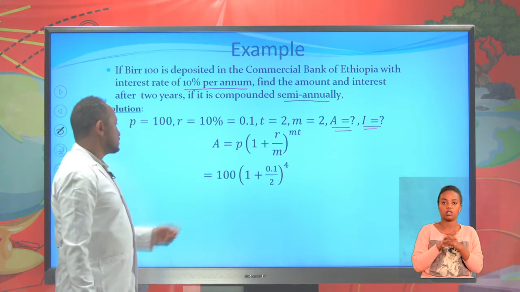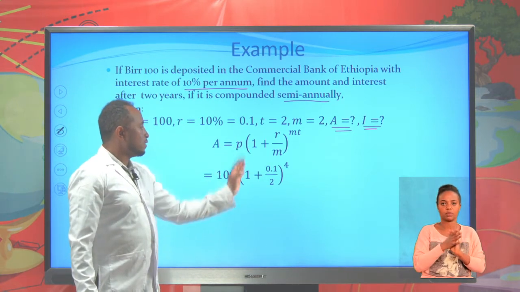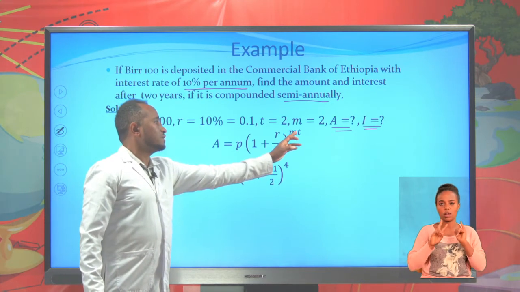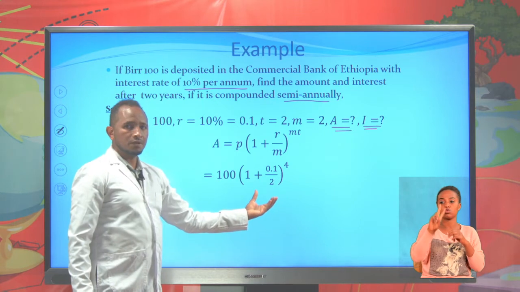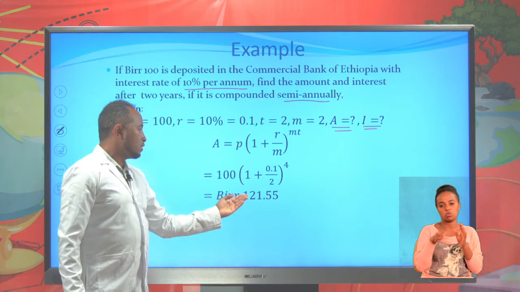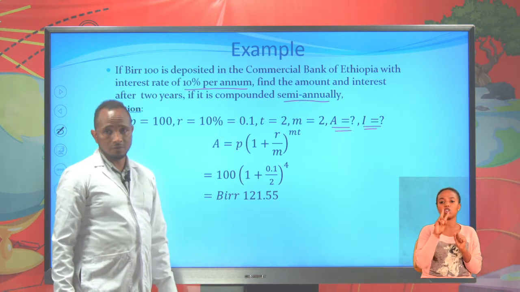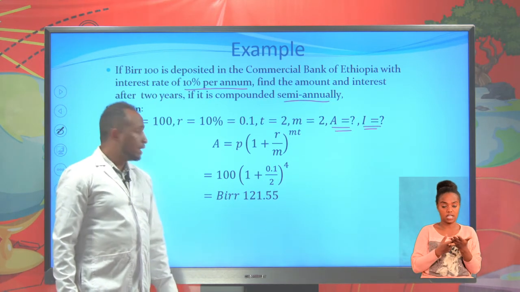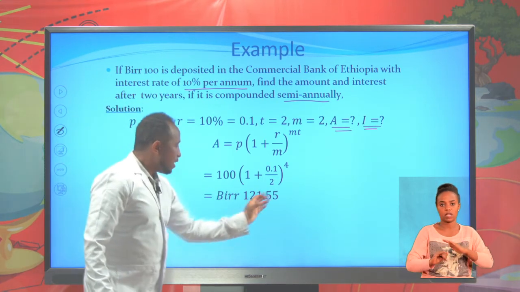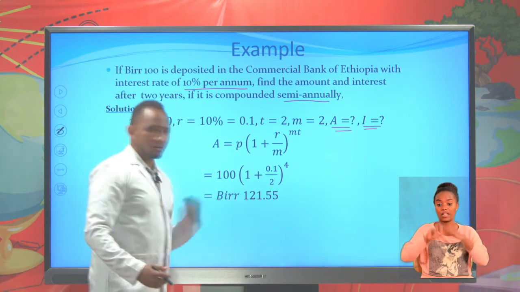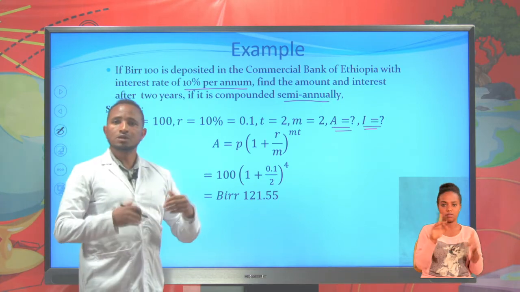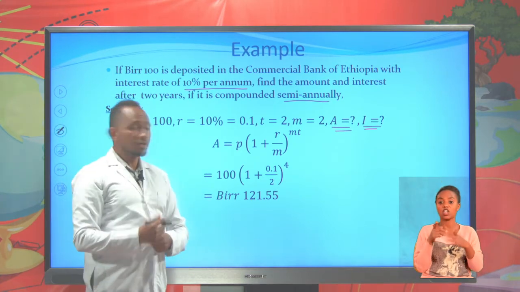So putting the numbers, P is 100, 1 plus r is 0.1 divided by m is 2, 2 times t is 2, 2 times 2 is 4. You'll have this. So using a calculator, you can find the solution for this to be 121.55. So this is the amount. And the interest will be, we have the total amount at the end of the second year to be this one. The money originally invested is 100. So the difference gives you the interest you earn.